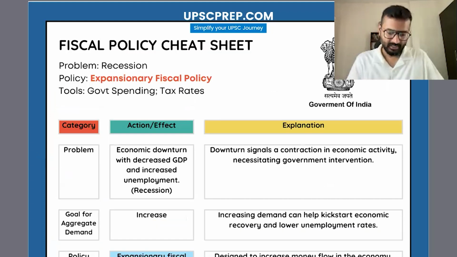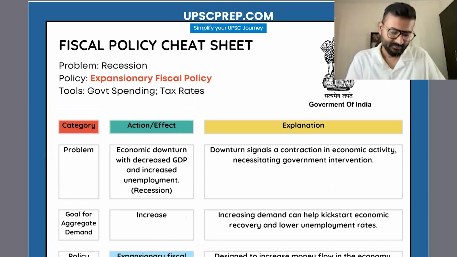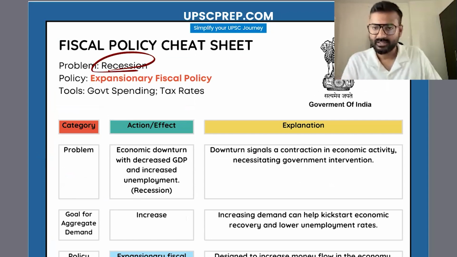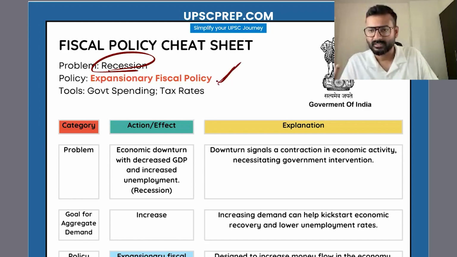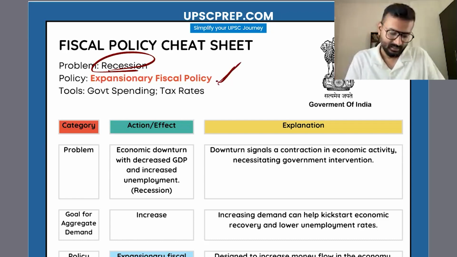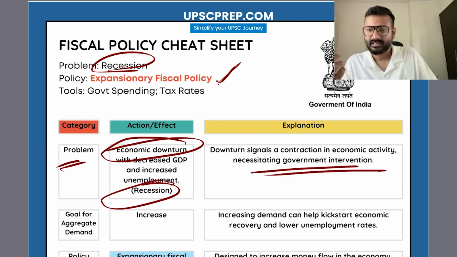So again, a lot of things will remain same. That the problem we are tackling is recession, right? And जब recession होता है तो the government will adopt an expansionary fiscal policy, right? Problem is economic downturn or recession. Now it necessitates a government intervention, right? क्योंकि recession का है तो government को कुछ करना पड़ेगा.